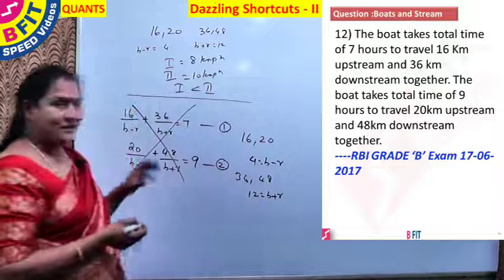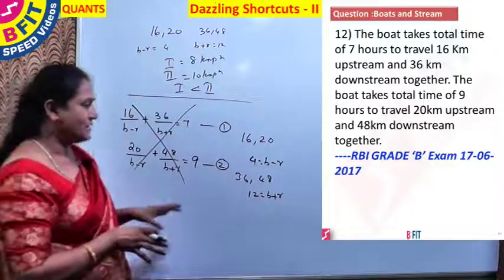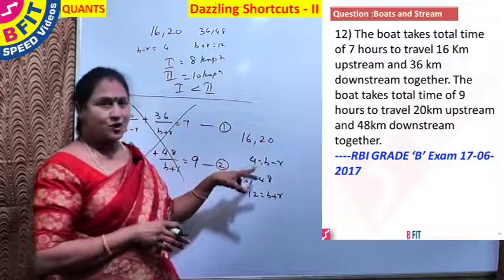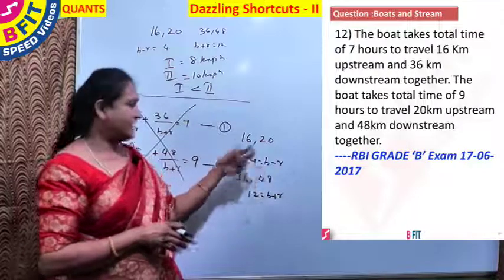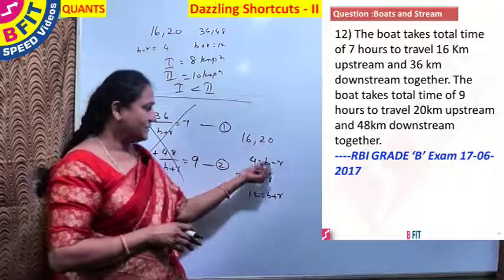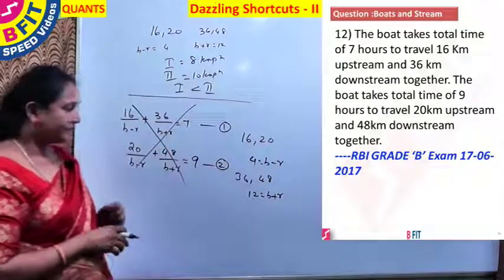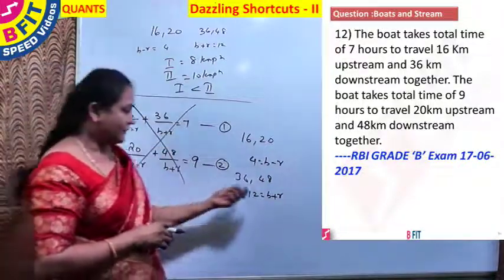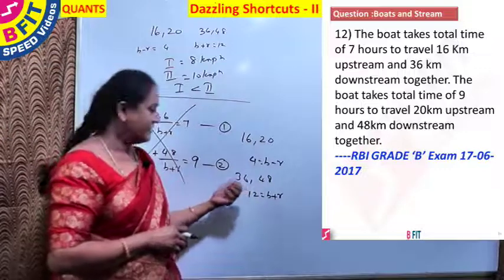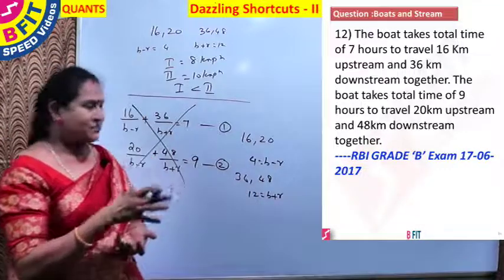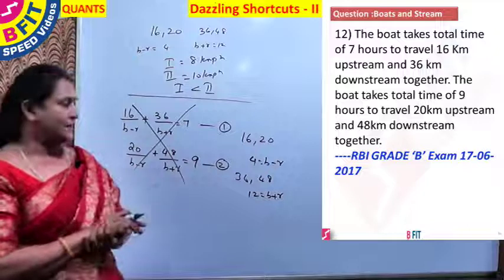So now, after assuming, for almost all the questions we get this highest common factor as b minus r for the upstream distances. B minus r is the HCF of 16 and 20. And b plus r is the highest common factor for the downstream distances. And you can just cross check whether the data is tallied.